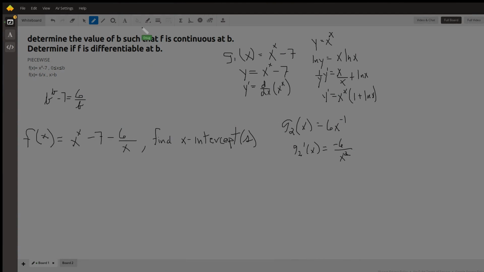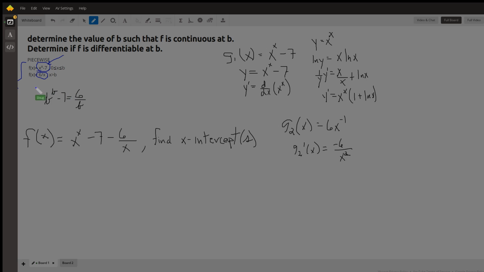Okay, here's some food for thought on this problem. You're given this piecewise function where you've got x to the x minus 7 for one piece and 6 over x when x is greater than b. The only way that this piecewise function is continuous at x equals b is if when I put b in there, I get the same value as when I put b in there, even though this is the rule we use when x is equal to b.